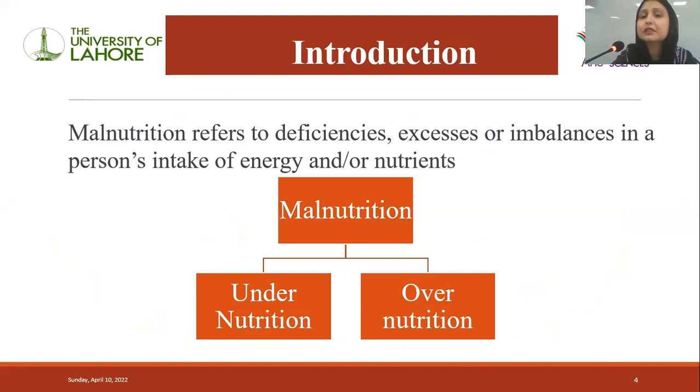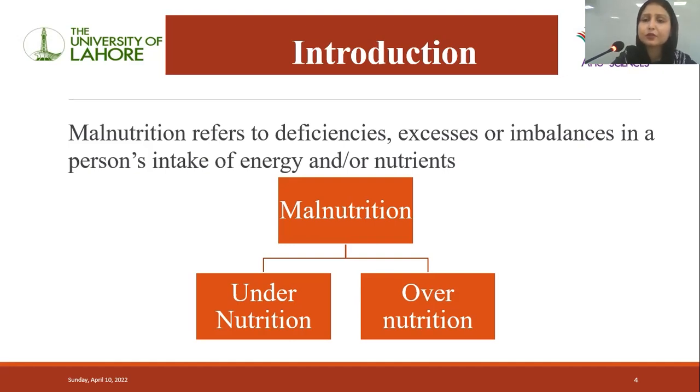Malnutrition is basically a global issue because it affects the global population at different stages of life. It affects pregnant women, lactating mothers, and children under the age of 5, and those who have a weak immune system because they are susceptible to infections or diseases.